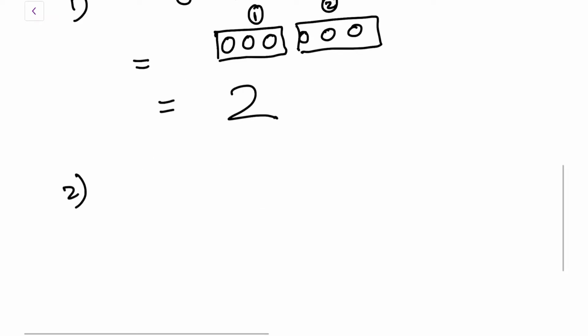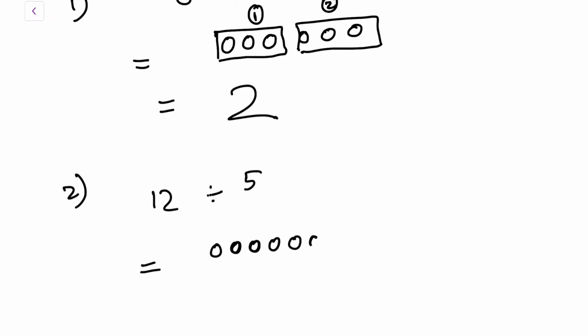Alright, let's take another example. Divide 12 by 5. How do we do this? Again, let's take 12 balls. 1, 2, 3, 4, 5, 6, 7, 8, 9, 10, 11, 12. Now how many need to be there in each group? That's right, 5, because you're dividing 12 by 5. So let's group 5 into one group. 1, 2, 3, 4, 5.